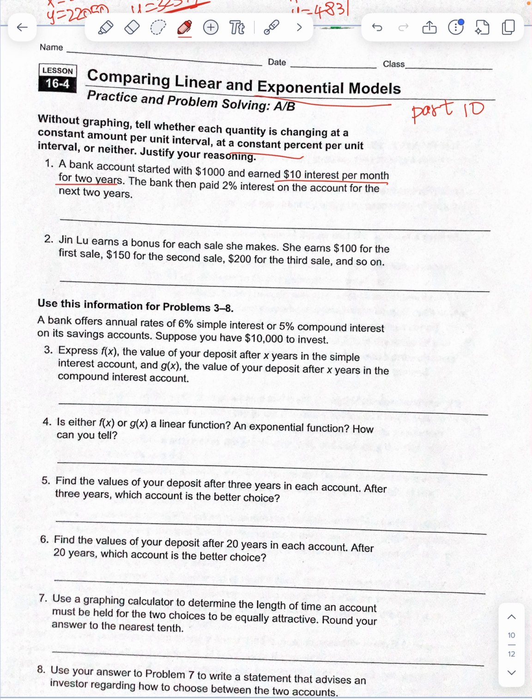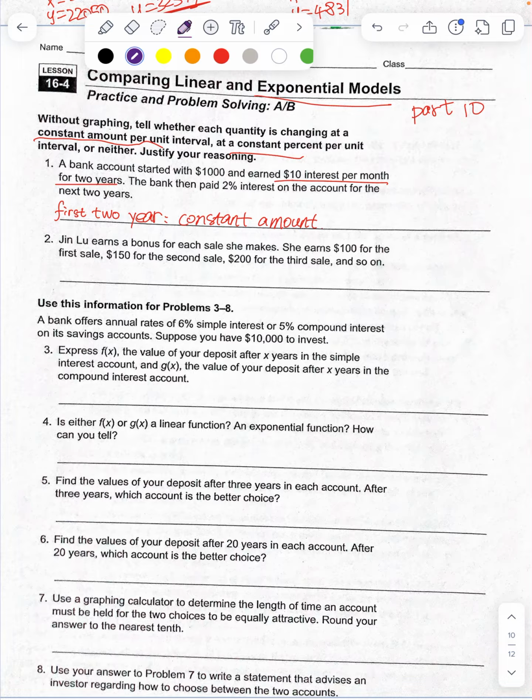So the first 2 years, we're going to write it like this. The first 2 years is changing at a constant amount. But the next 2 years, I'm going to change the color. The next 2 years, constant percent. The little difference is a constant amount, the same $10 every month.